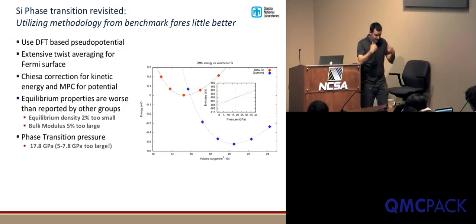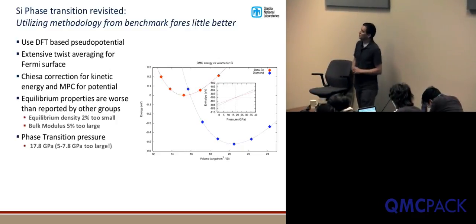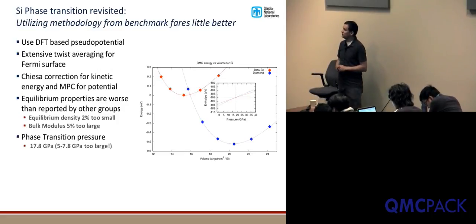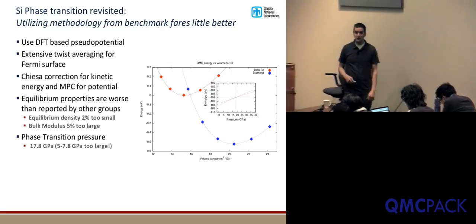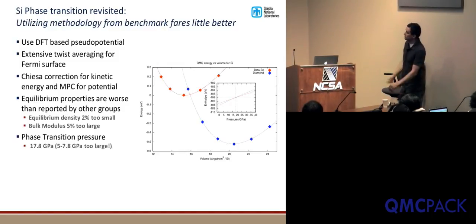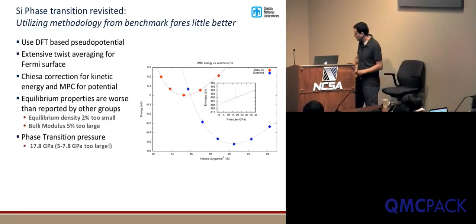So that said, taking a step backward, let's say I've got the computer power and I'm going to run with those sort of errors. How well will I do for the quantities that I care about? So I used the same methodology, went back to that silicon problem, and calculated the diamond to beta-tin transition. I got a transition pressure of about 5 to 8 GPa, quite a few percent too large in this case. And the equilibrium properties are worse than what's been reported by other groups. So right off the bat, this is probably not the best systematic methodology one can choose. My equilibrium density is off by a couple percent, and the bulk modulus of this ambient phase is too large.